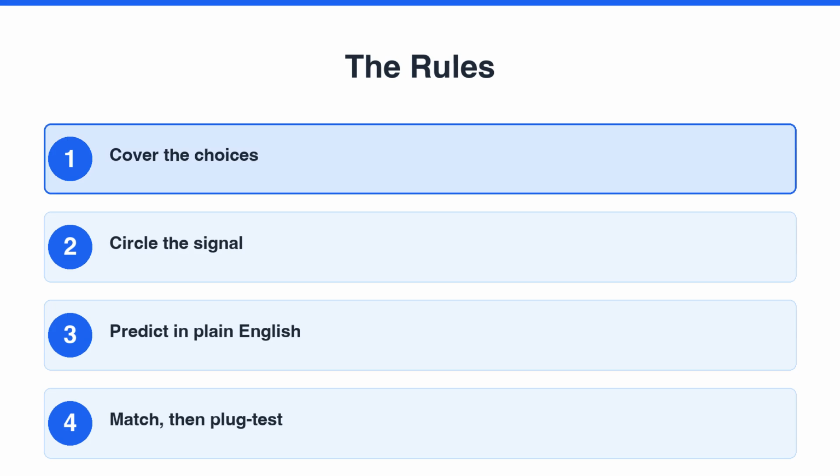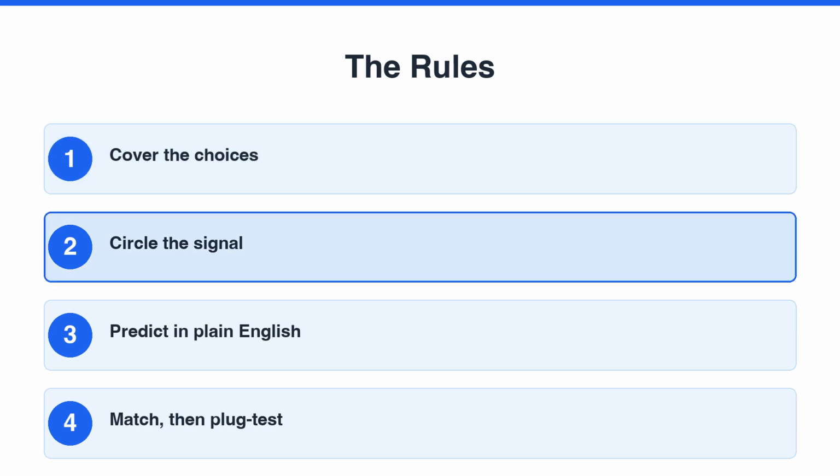Step 1, cover the choices. Read the sentence with the blank, plus the sentence right before or after it. Don't peek at A through D yet. Every wrong choice is engineered to sound smart in isolation. If you read them too early, your brain anchors on whichever one feels good instead of the meaning the passage actually demands.